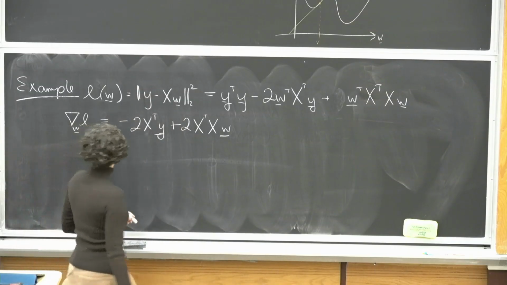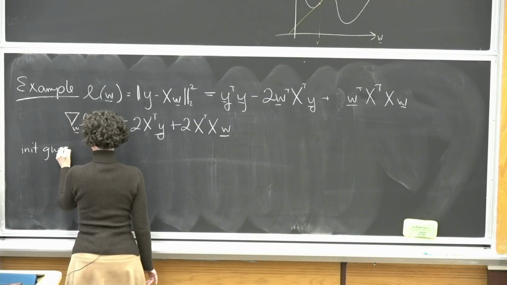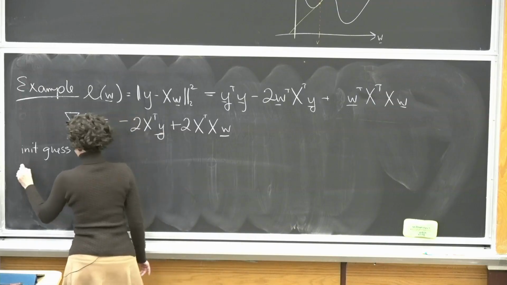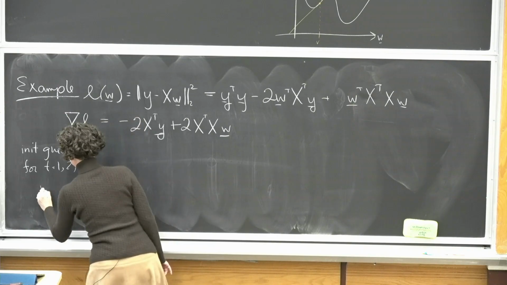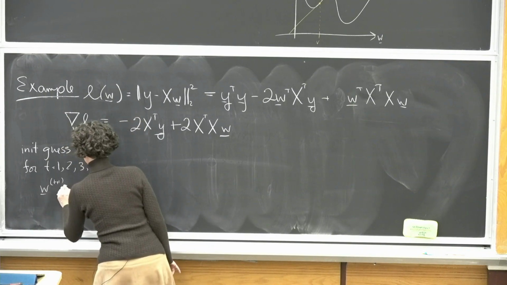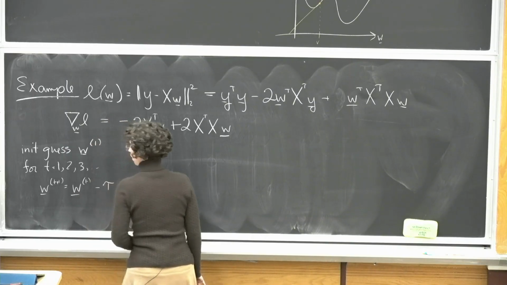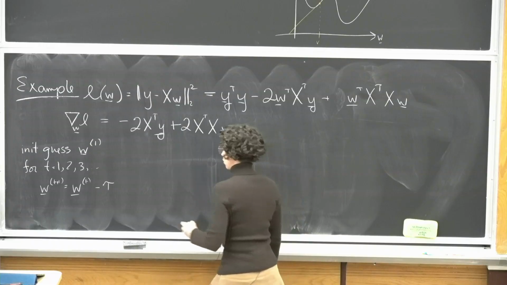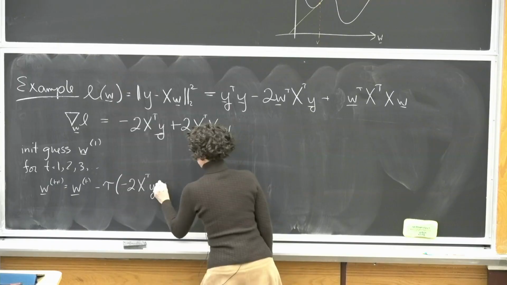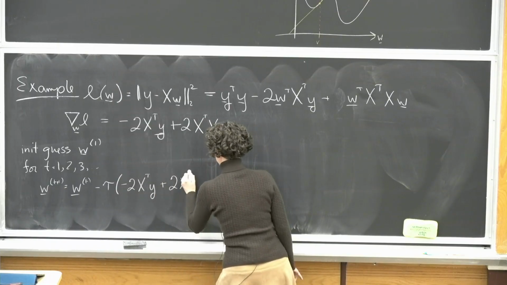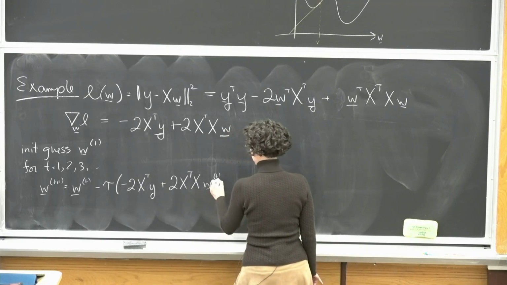And so what we're going to do is we start with an initial guess, W1, and then for t equals 1, 2, 3, etc., W^(t+1) is going to equal W^t minus tau, and now we plug in our gradient, which is going to be negative 2 X transpose y plus 2 X transpose X w, and now we're evaluating our gradient at W^t. We're at our current estimate.